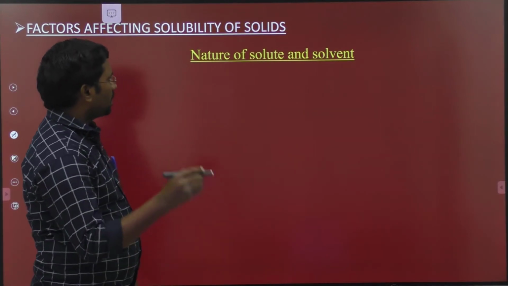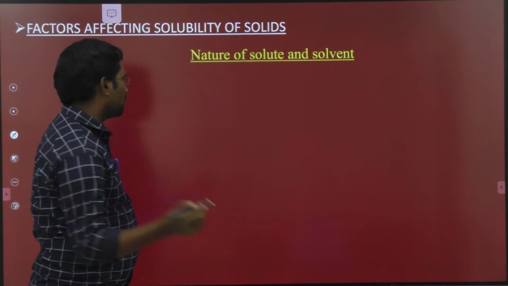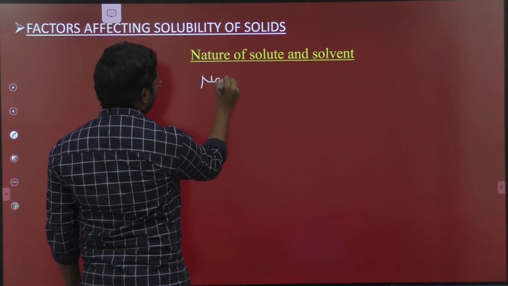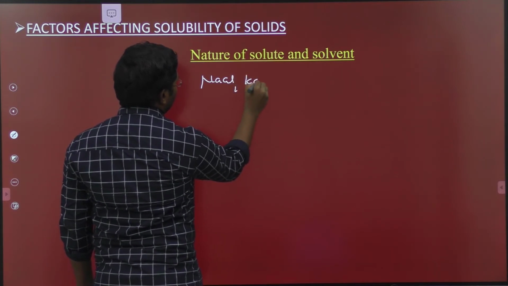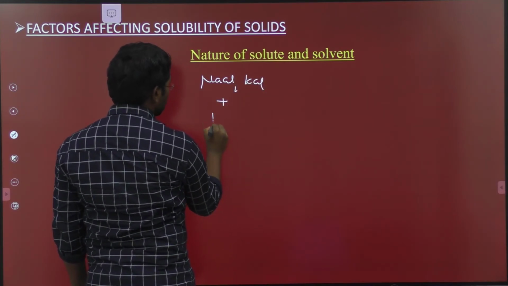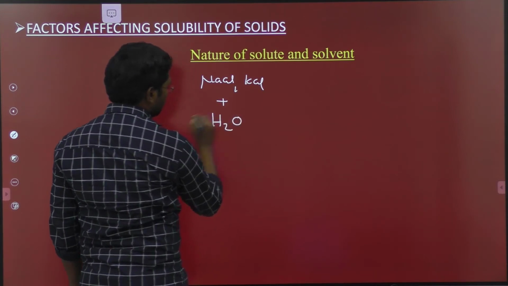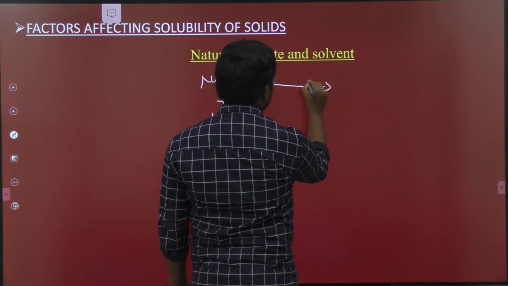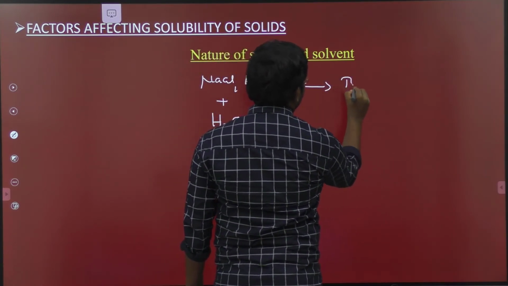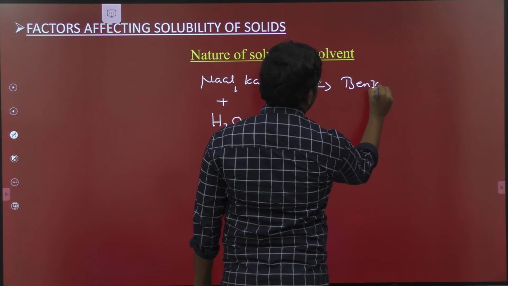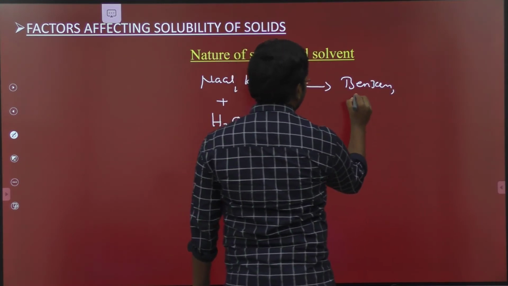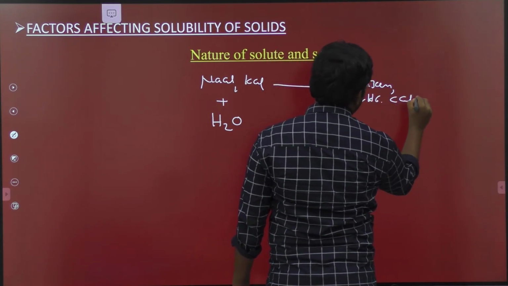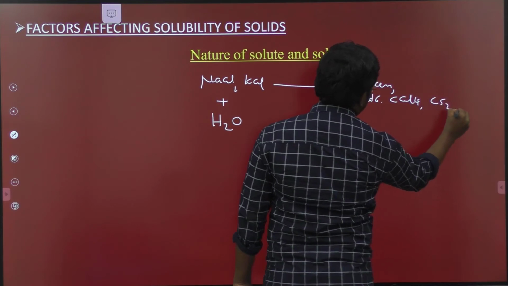So, depending upon the nature of the solute and solvent, let me take some examples like sodium chloride and potassium chloride. Sodium chloride and potassium chloride are easily dissolved in water. But sodium chloride and potassium chloride do not dissolve in benzene, C6H6, or carbon tetrachloride, CCl4, or carbon disulfide.